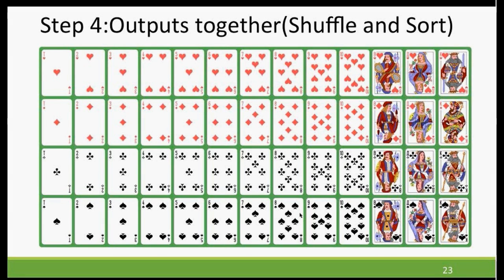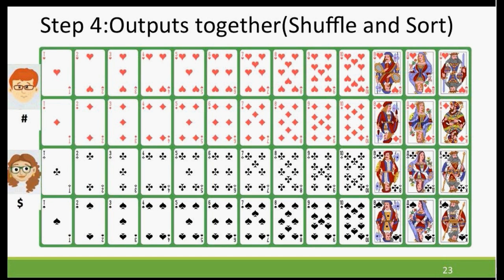The data with a single key is organized together. In this case, the key would be the suit and the kind of card. So we have 52 different kinds of cards and 52 different keys. They've all been arranged together and brought ready for the next phase, which happens to be the reducer phase.